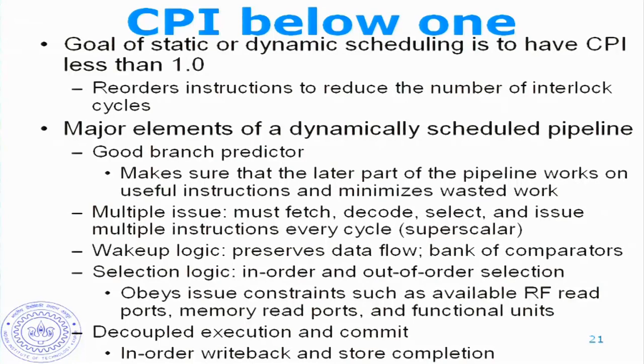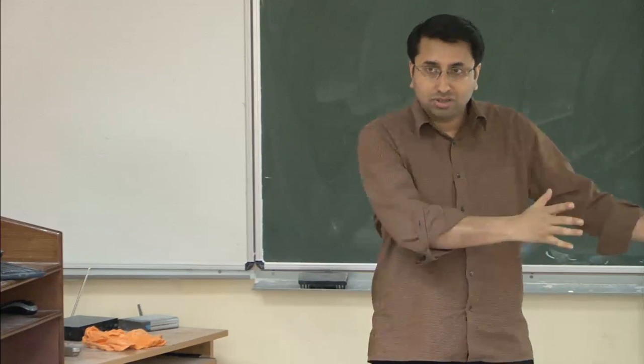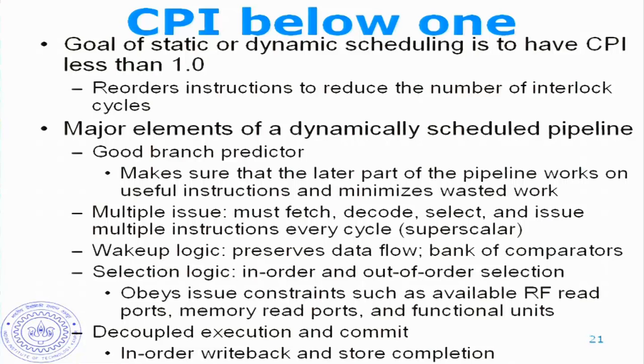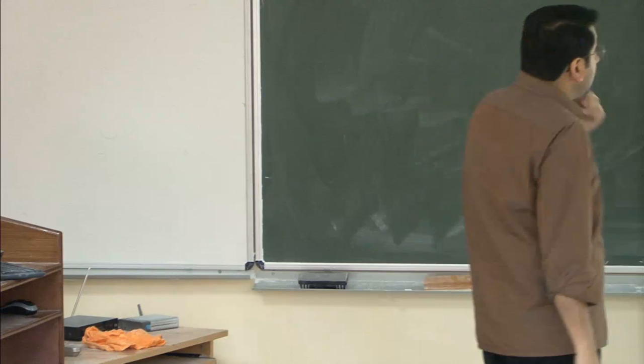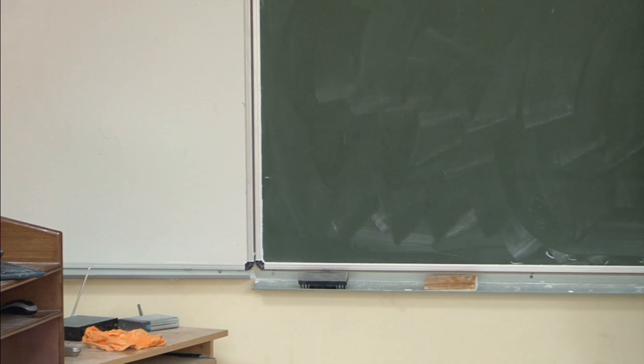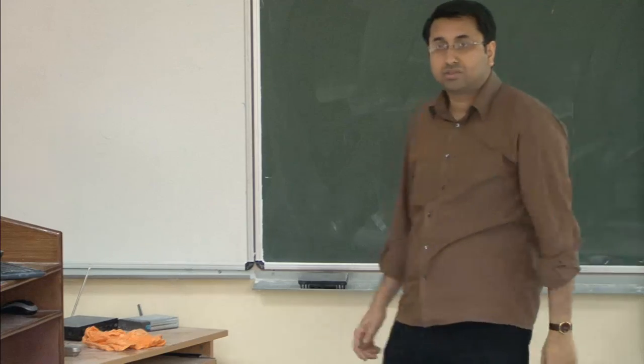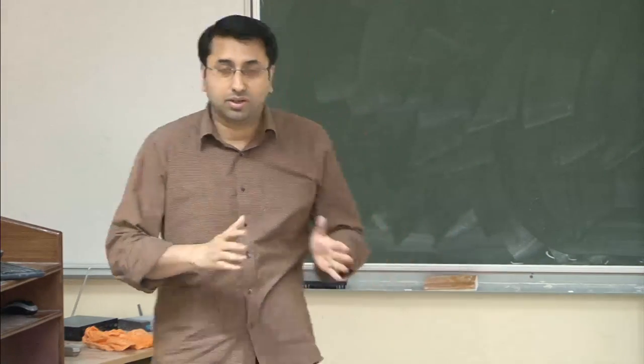And finally, you have decoupled execution and commit. This is very different from what we have discussed for single issue in order pipelines. That is, you execute an instruction, and then after some time, the result will be written back to the register file or memory. So essentially, this particular logic preserves in order write back and store completion. So these are the major elements of dynamic scheduling that we have discussed, which tries to achieve this goal, that is CPI as low as possible.